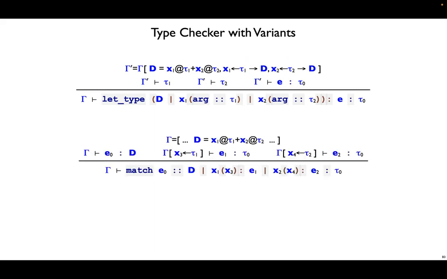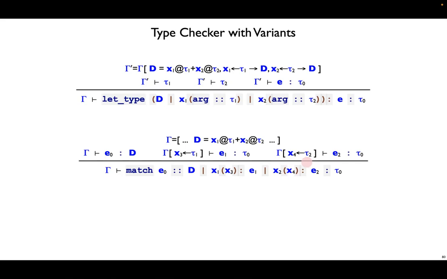The typing rule for match unpacks and uses this information from the environment. If we're matching on expression E0 with type D, first thing we need to know is that the environment contains a declaration for D. Then we check that E0 has type D. And third, we check the two branches. First branch with expression E1 gets checked inside an environment where that variable x3 is bound to the input type for that constructor. And then the second branch, E2, that's checked with x4 bound to the tau2 type. So that's the input type for the x2 variant.